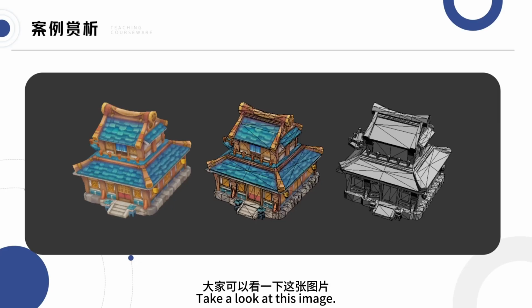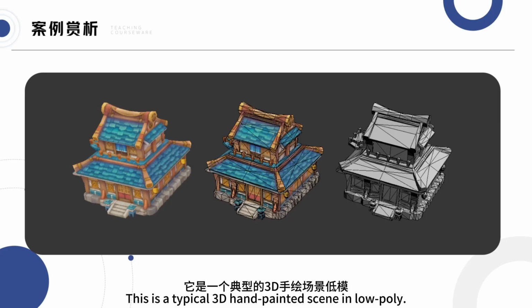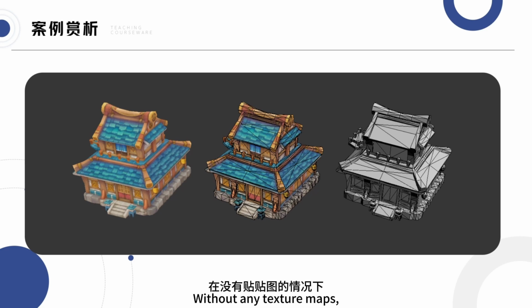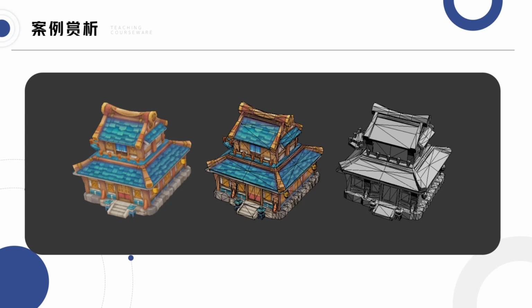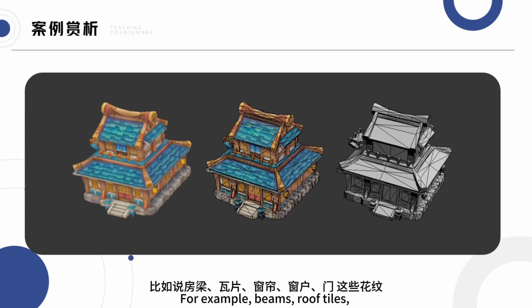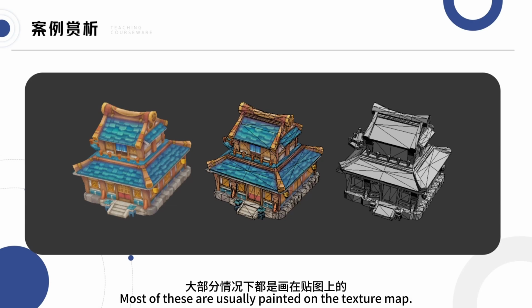Take a look at this image. This is a typical 3D hand-painted scene in low poly. Without any texture maps, many of the details are not represented in the model. For example, beams, roof tiles, curtains, windows, doors, and patterns. Most of these are usually painted on the texture map.